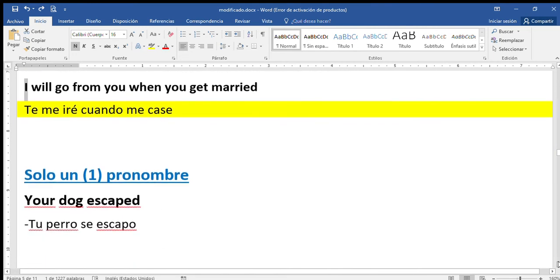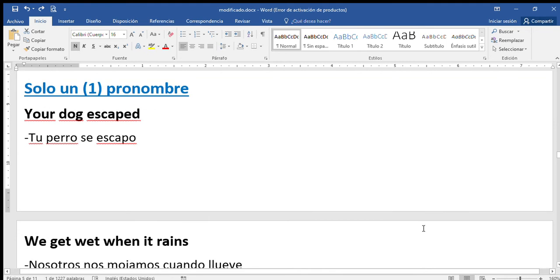Now we have some samples with solo un pronombre. Your dog escape. Who are we talking about? We're talking about the dog, your dog. So tu perro, we put the corresponding pronoun. What is the corresponding pronoun? Se. What did he do? Se escapó. He escaped. So tu perro se escapó. He is not escaping from anybody, so it's just one pronoun. Tu perro se escapó.